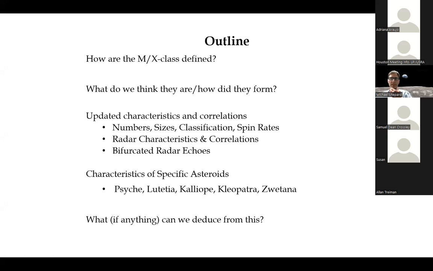I'll look at the numbers, the sizes, the classification, spin rates of these objects, and then I'll spend quite a bit of time on the radar characteristics, which is what I've focused on the last 20 years. I'm going to point out specifically one piece of the radar characteristics, bifurcated radar echoes, and I hope explain that a little better when we get there. And then I'll look at the characteristics of a few specific asteroids, which are kind of someinteresting members, and in some cases ones that we're very intrigued by because we're going to go see them. Finally, I'll end up with, what, if anything, can we deduce from all of this?